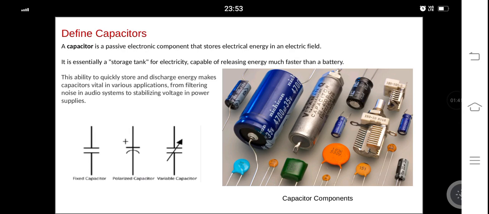Just see the symbols in the second diagram. The fixed capacitor has to be shown like this, and for the polarized capacitor, see the curve. For a variable capacitor, just make one arrow on that capacitor, by which you can vary the capacitor value. So just come to another slide.